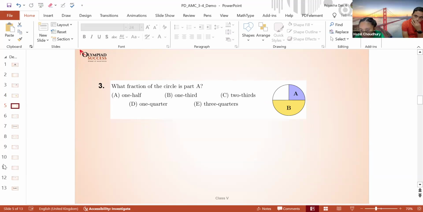What fraction of the circle is part A? Part A. This looks like a circle split into threes. Whenever we are splitting, we need to split in equal parts, Hazel. And A and B are not equal. So, I don't really get this question.